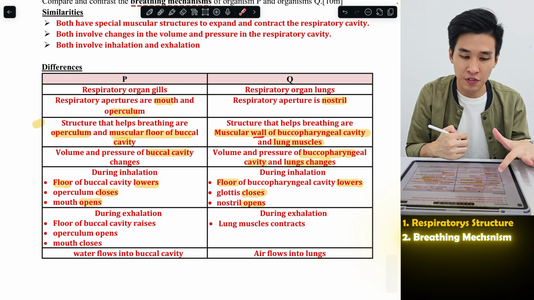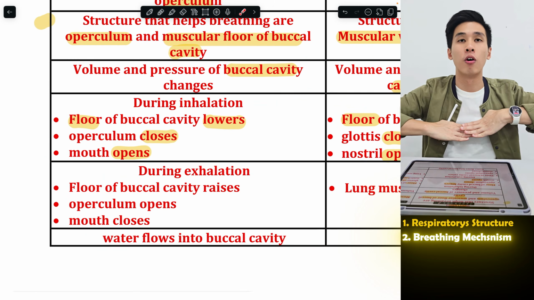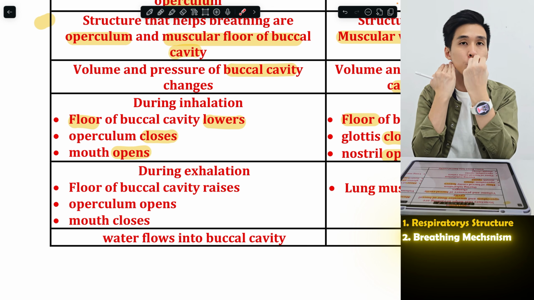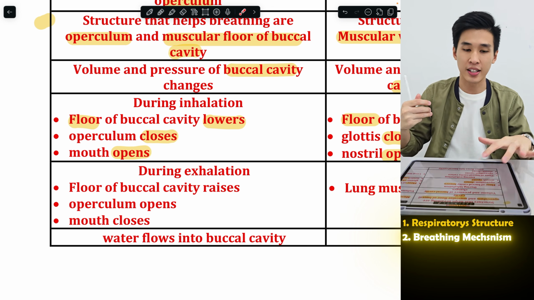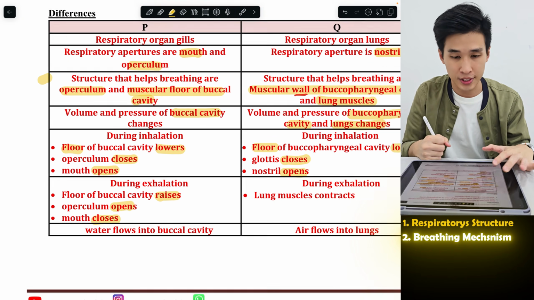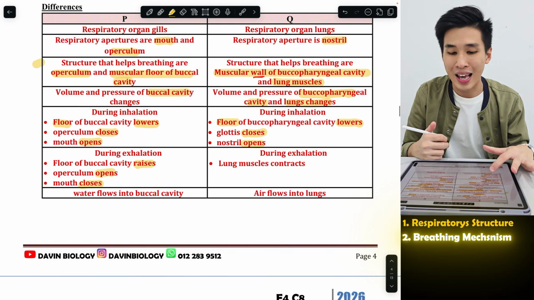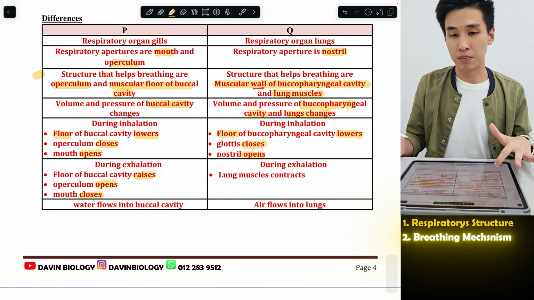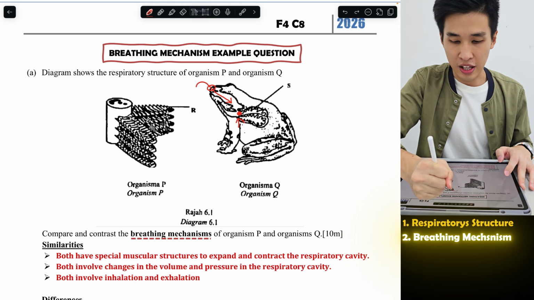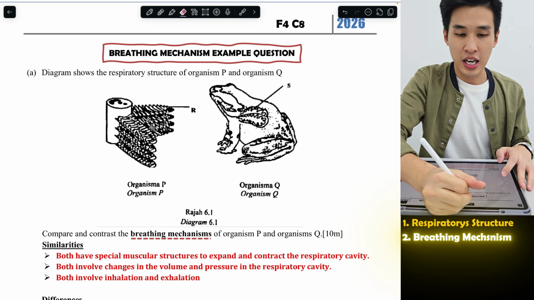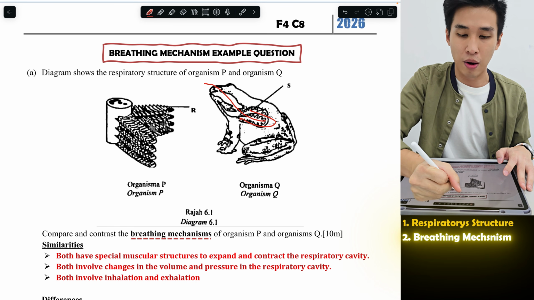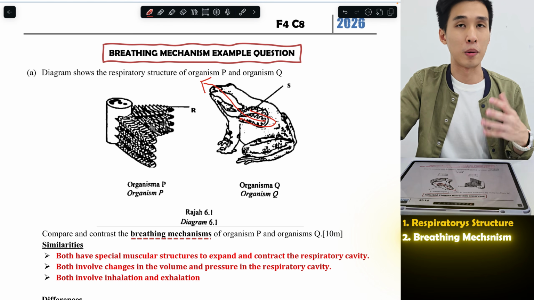Okay, and exhalation for fish is just the complete opposite. The floor raises, the operculum will open, but the mouth closes. So water comes out through the side. The floor raises, operculum opens, mouth closes. And then for frogs, exhale is completely different. Because for exhale, their lungs will just contract and then push the air. Okay, let's erase all this first. The lungs will contract and then push air all the way out from the lungs, from the mouth.